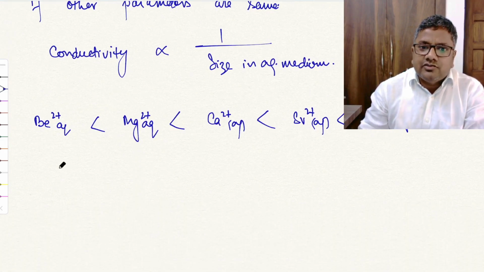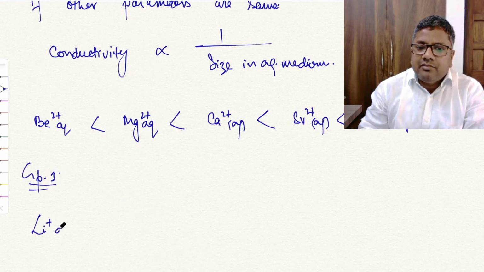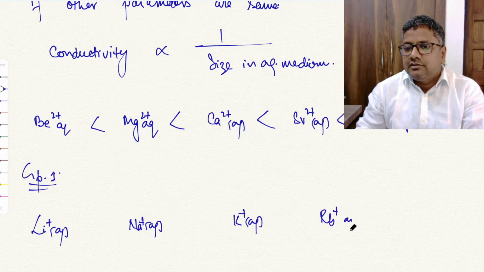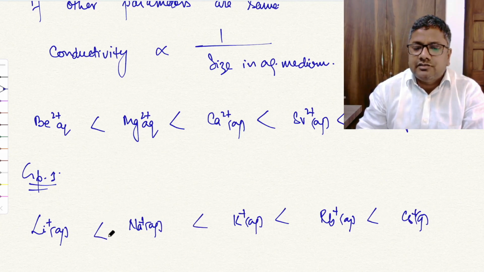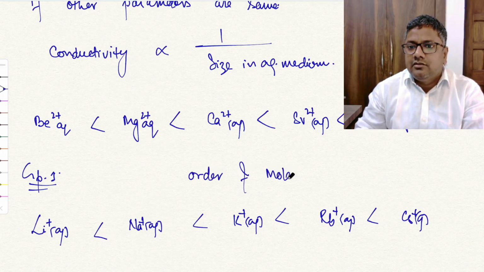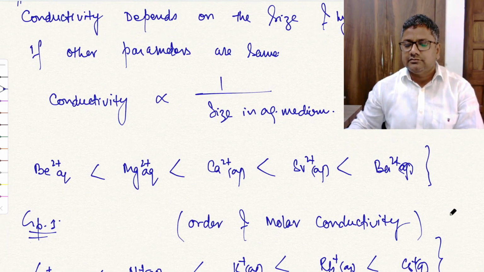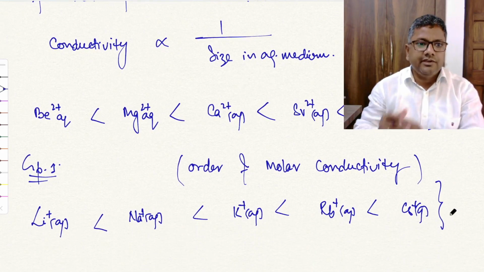Similarly, in the first group also, if you are talking about group 1 metal conductivity, if you take Li plus aqueous, Na plus aqueous, K plus aqueous, Rb plus aqueous, Cs plus aqueous, the molar conductivity for this is highest, right? So this is the order of molar conductivity for group 2 and group 1 both. Clear to everyone? Okay, you can note down, this is a very important point.